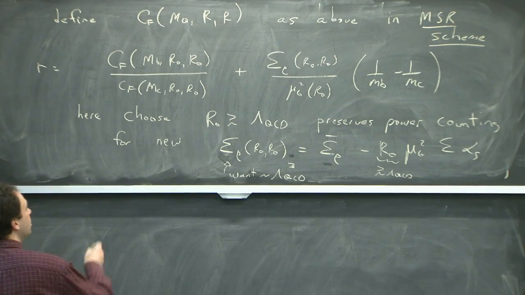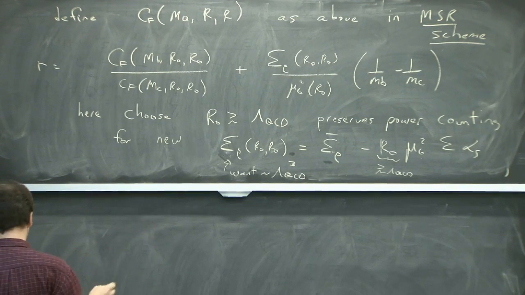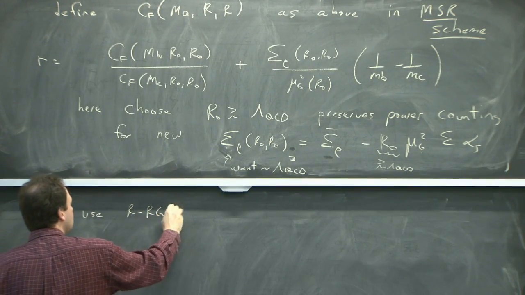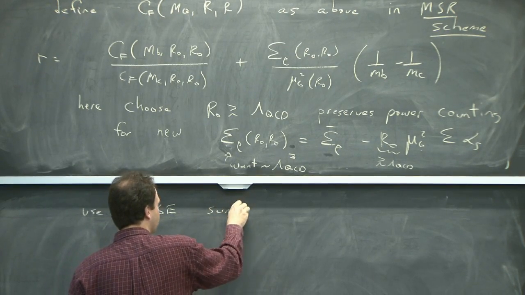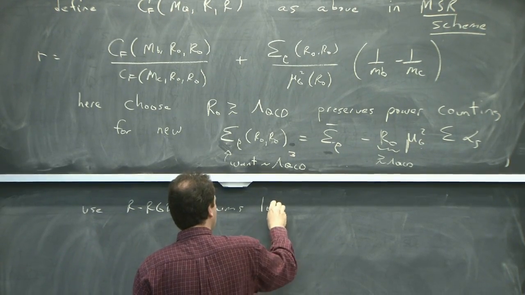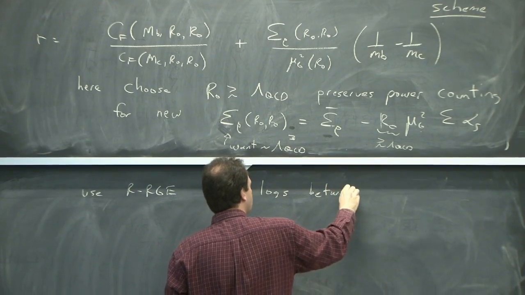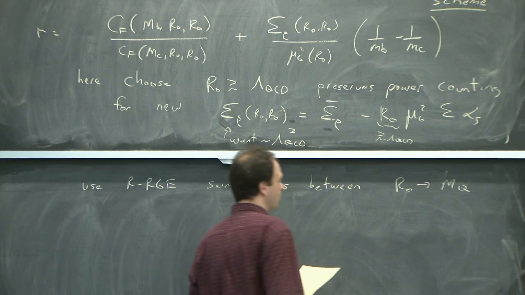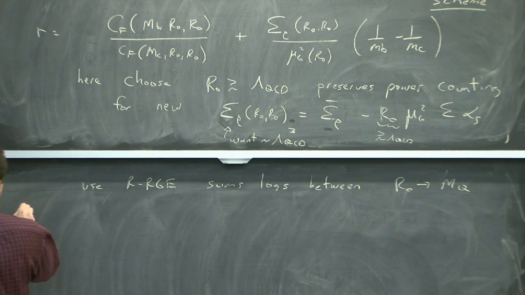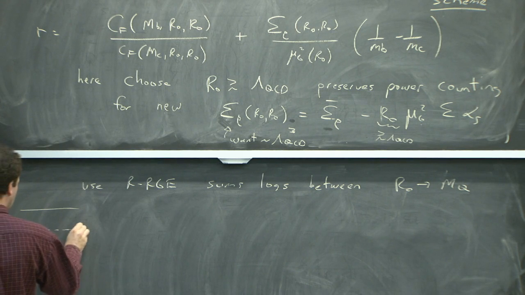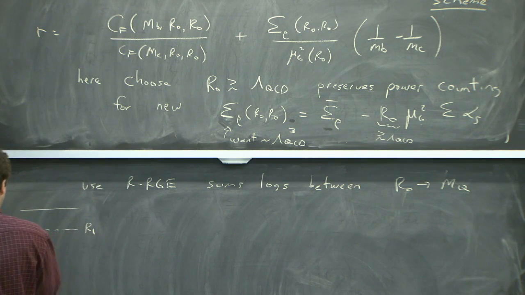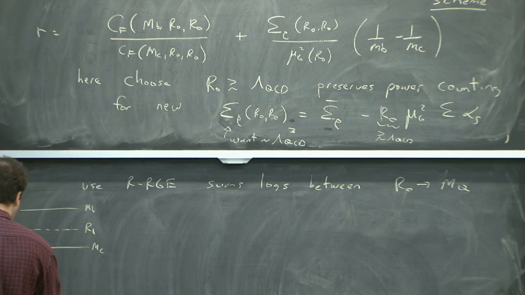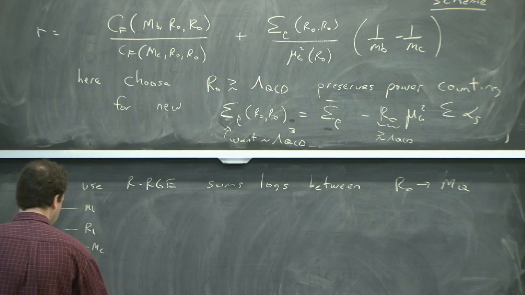So you can use the RGE to sum up logs from that scale R0 up to the scale of MQ. So again, we can sum up logs and have a logarithmically improved result. But actually, the most important thing here is getting rid of the Renormalon. I just wanted to kind of show you what the result would look like with both the RGE improvement, just sort of using the full set of tools that we have.